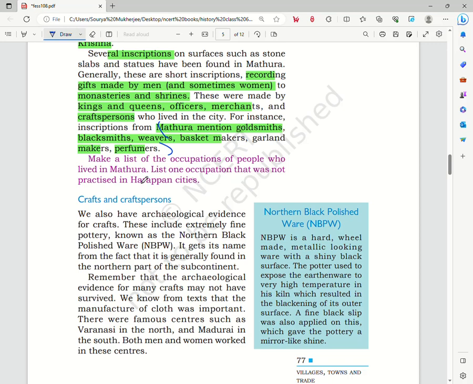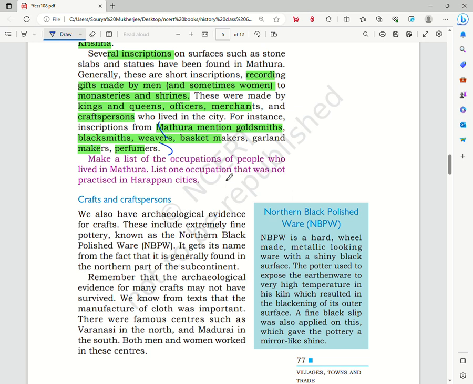So if we note the people who were not mentioned during the Harappan cities, I guess it would be the perfume makers, because in the Harappan cities we have agriculturalists, goldsmiths were obviously there, as gold was used during that time. Blacksmith was also there, as copper, bronze were also used. Basket makers were there, weavers were there. Cotton was first used during the Indus Valley civilization. So garland makers were also there, and I guess perfumers, you could say, is the new thing that was there in Mathura, but not there in the Harappan cities.